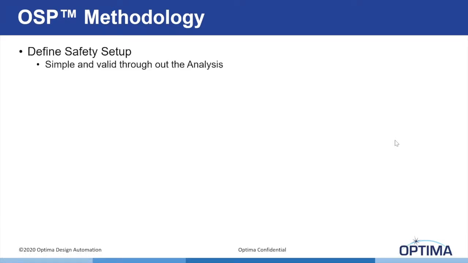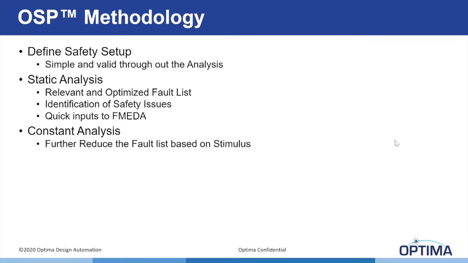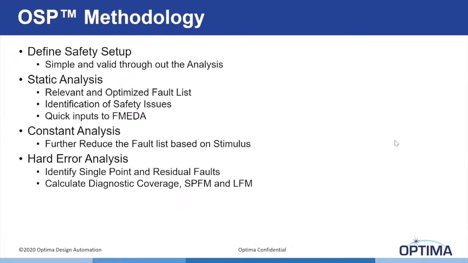So the overall methodology of OSP is provided to get away with the challenges that are there in the current FUSA verification. Define safety setup, which should be simple and valid throughout the analysis. Static analysis to do only on the relevant and optimized fault list. Identification of safety issues and quick inputs to the FMEDA. Constant analysis: further reduce the fault list based on the stimulus.